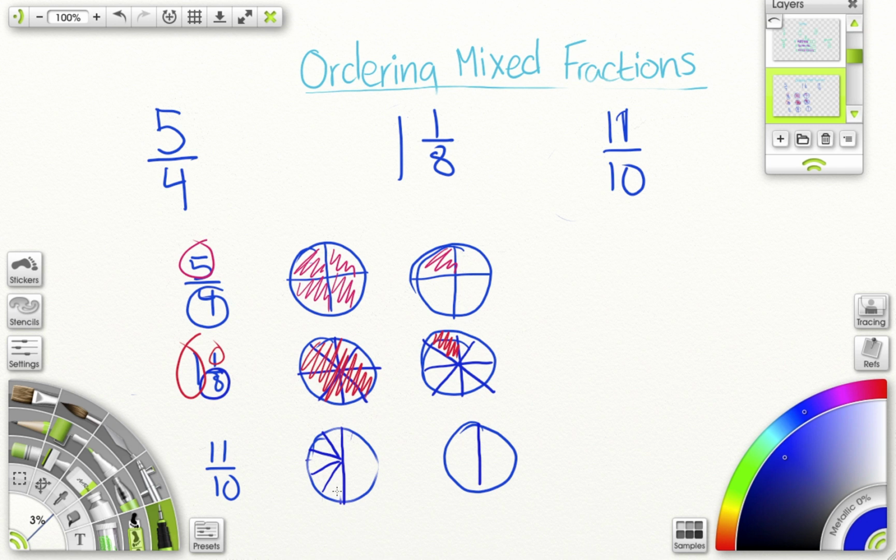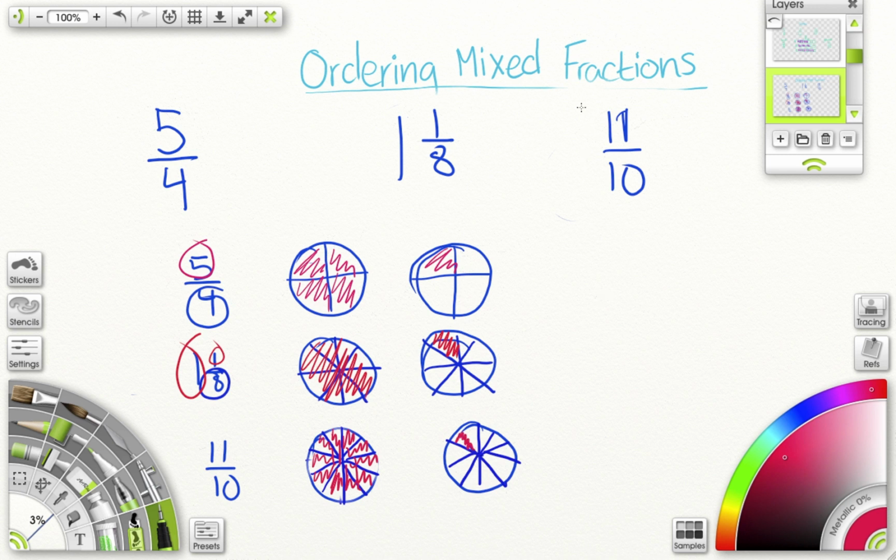One, two, three, four, 5. Okay, there we go. I figured it out. They're not perfect, but I think they're okay to be able to tell. All right, there we go. Finally. So I got to color in 11 slices. So 1, 2, 3, 4, 5, 6, 7, 8, 9, 10, and 11.